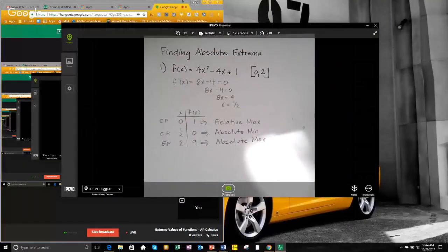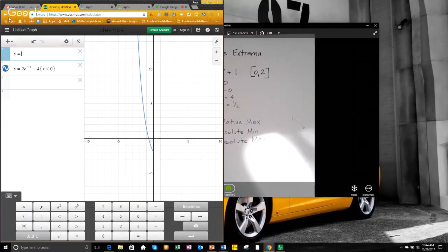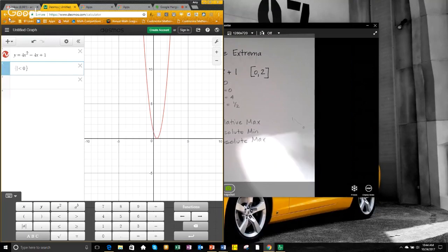And I've got Desmos up here. Let's see if we can write here y equals 4x squared minus 4x plus 1. And I'm going to delete all this because that was from an earlier class. And we can restrict our domain here using curly braces. I don't know if you remember that, but we can say 0 less than or equal to x less than or equal to 2.